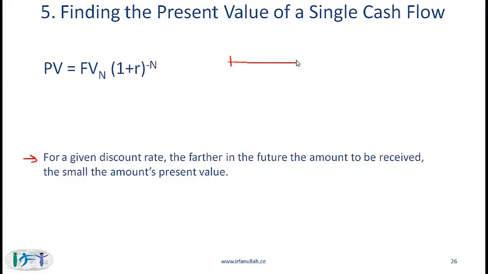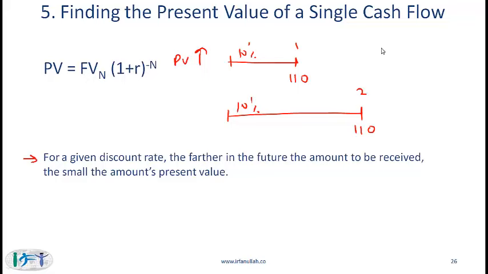So if you are to receive $110 at the end of year 1 versus $110 at the end of year 2, where will the present value be higher? Clearly, the present value will be higher in this case, assuming, of course, that the discount rate is the same in both cases. And you can see why.